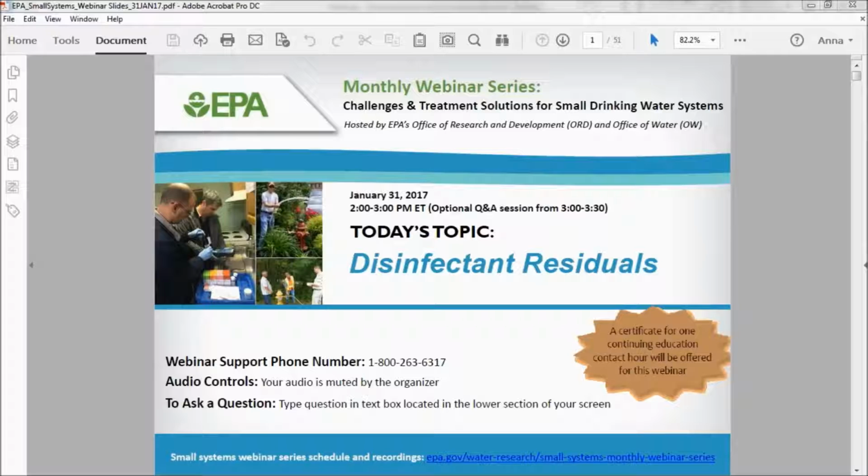And a good way to do that, if possible, is to measure free ammonia residual. And if you do have detectable free ammonia residual, that should tell you that you should be having predominantly monochloramine. If you have no free ammonia residual, I would recommend measuring total chlorine and free chlorine. If you've achieved breakpoint, they should be relatively close or relatively similar.